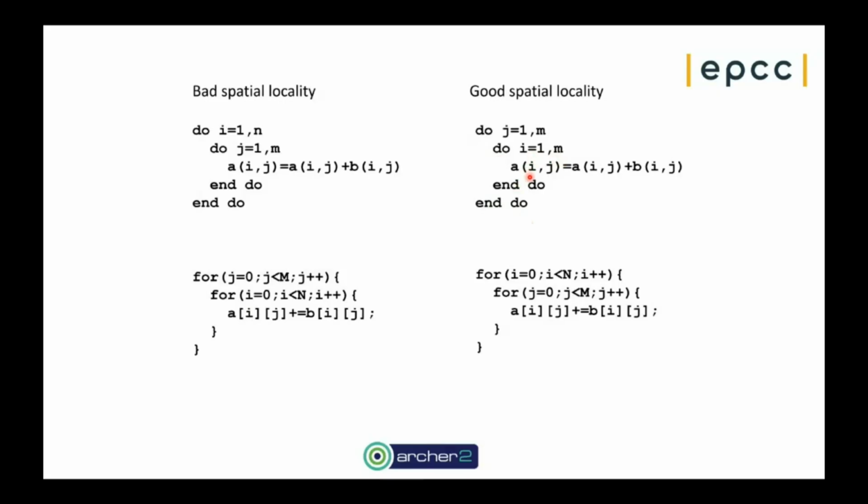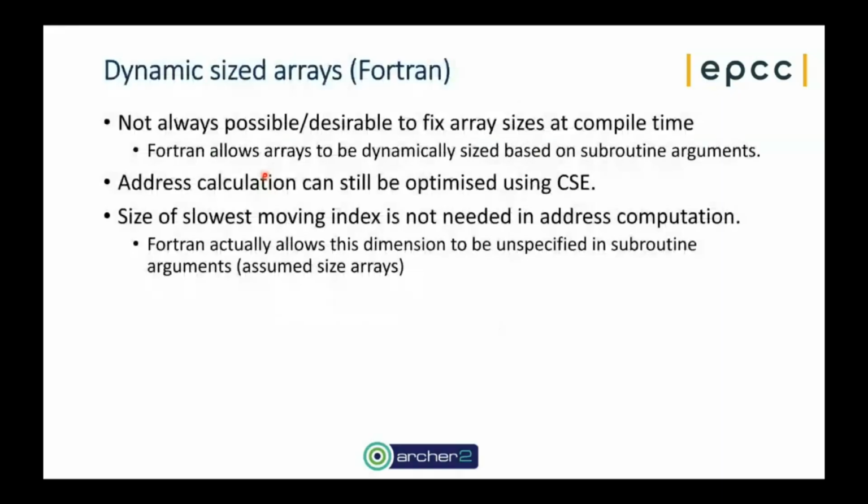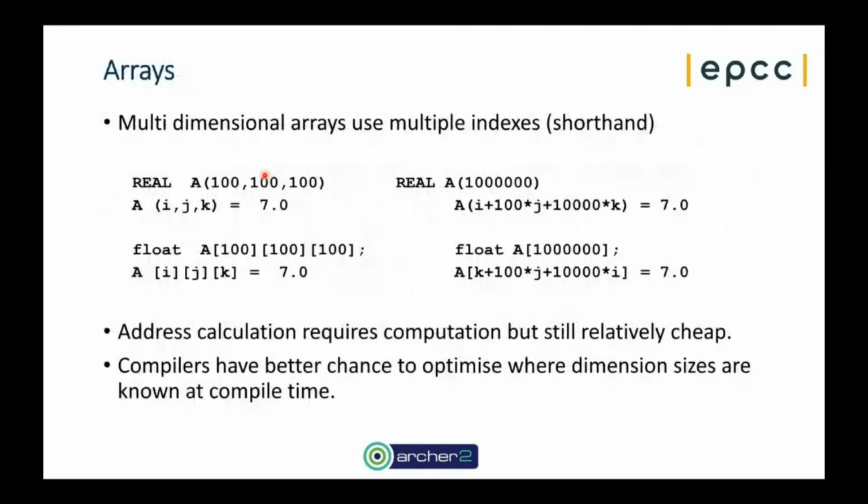The leftmost dimension is contiguous in memory, so you want your innermost loops to be going over the leftmost dimension, not the rightmost dimension. So this formulation here on the right-hand side is much more efficient than this formulation here on the left-hand side. These were all assuming we have fixed size arrays like these here, so we know at compile time how big the arrays are.